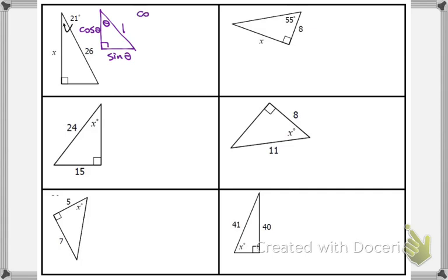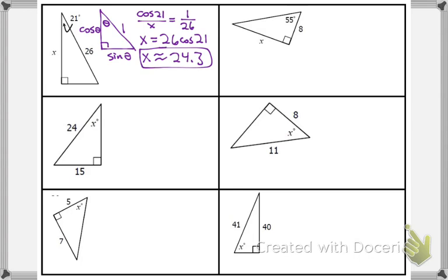So I have cosine of 21 over x equals 1 over 26. So from here, I'm going to do cross product. I get x equals 26 cosine of 21, which gives us about 24.3.